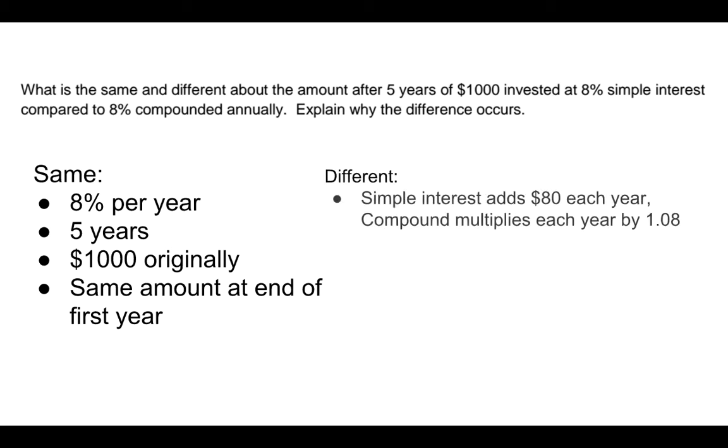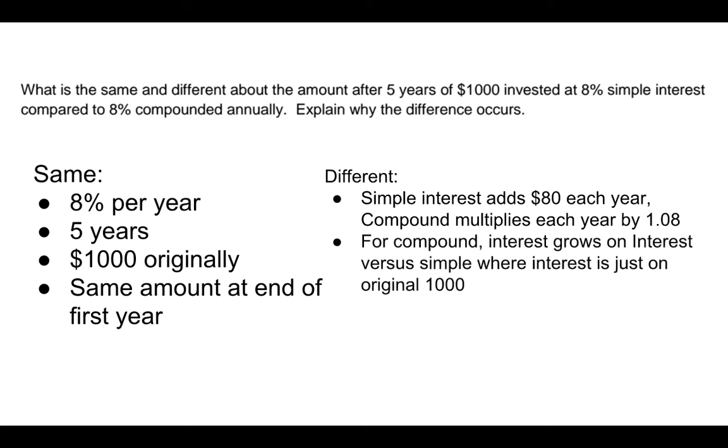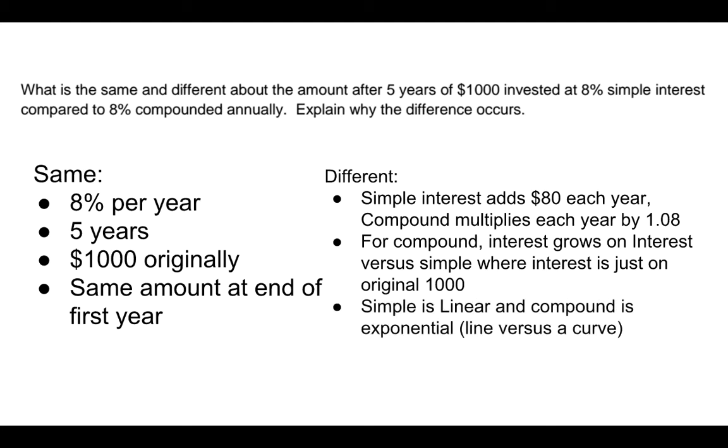Some different things. Simple interest is going to be adding $80 each year. Compound interest multiplies each year. Compound interest grows on interest, versus simple interest, which is just on the original 1,000. So the 8% of the 1,000 is the same amount every year. Simple is linear and compound is exponential. And then at the end of the 5 years, the compound interest is going to be much higher because that curve is going to create separation from the line.